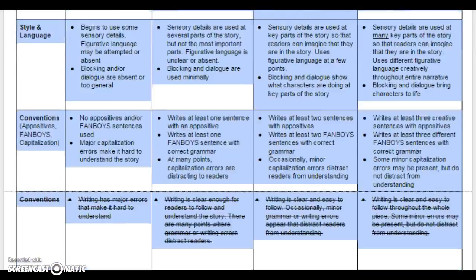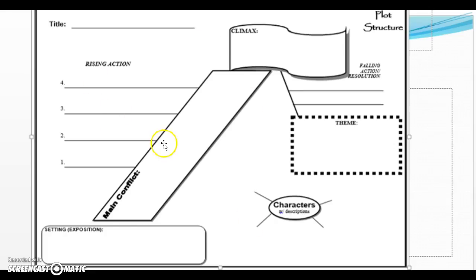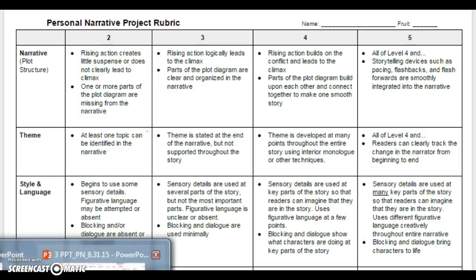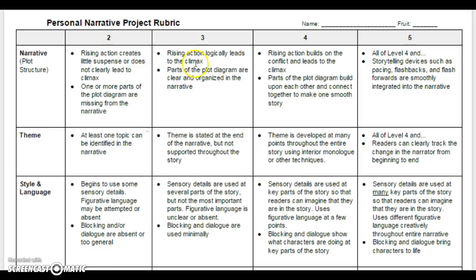So again, there's something here in this plot diagram that's missing. For level 3, rising action logically leads to the climax. That means that this rising action here leads to the climax, and it makes sense. Parts of the plot diagram are clear and organized in the narrative. That means that the whole story has each part.